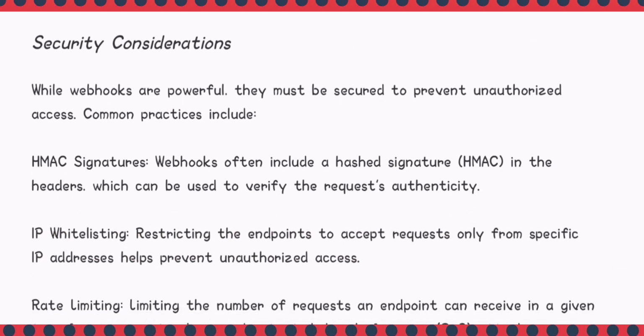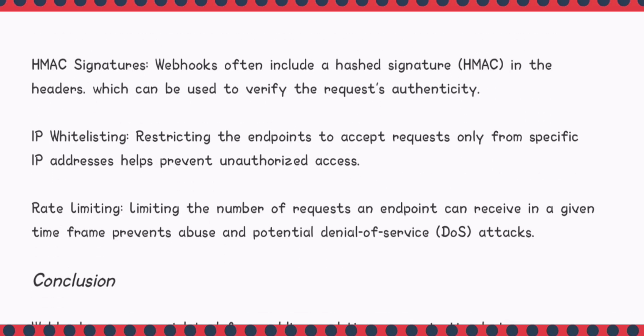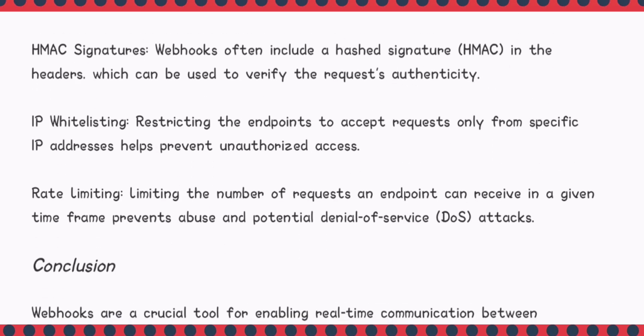Security considerations. While webhooks are powerful, they must be secured to prevent unauthorized access. Common practices include HMAC signatures. Webhooks often include a hash signature (HMAC) in the headers, which can be used to verify the request's authenticity. IP whitelisting, restricting the endpoints to accept requests only from specific IP addresses, helps prevent unauthorized access. Rate limiting, limiting the number of requests an endpoint can receive in a given time frame, prevents abuse and potential denial of service (DoS) attacks.